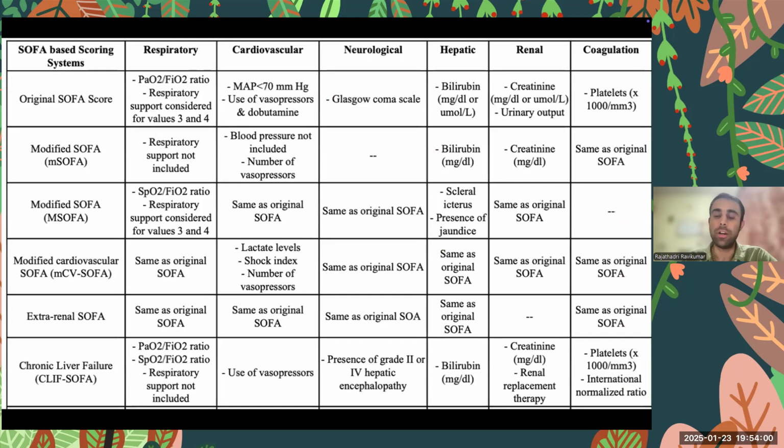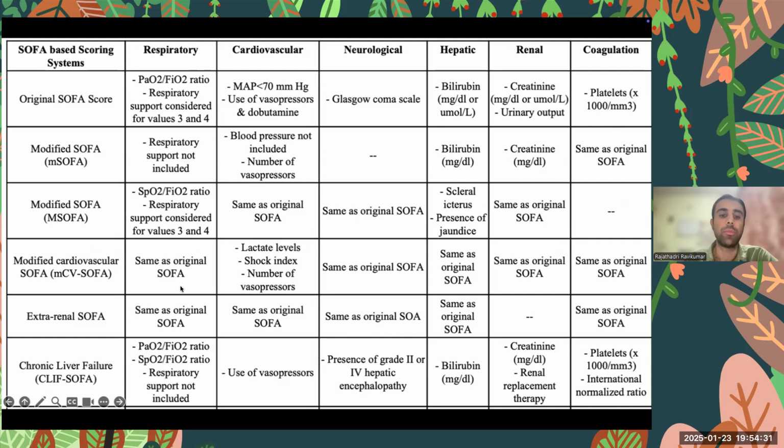Because of the limitations of the original SOFA, a lot of modifications came. We can see two modifications here. The modified SOFA where GCS is not there at all, and the rest of the things are there. Then another modification where the coagulation parameter has been removed. The rest is there, but some modifications like the SF ratio are used. Instead of bilirubin levels, scleral icterus or presence of jaundice is used for hepatic. The cardiovascular and neurological components were the same. So these were some of the modifications.